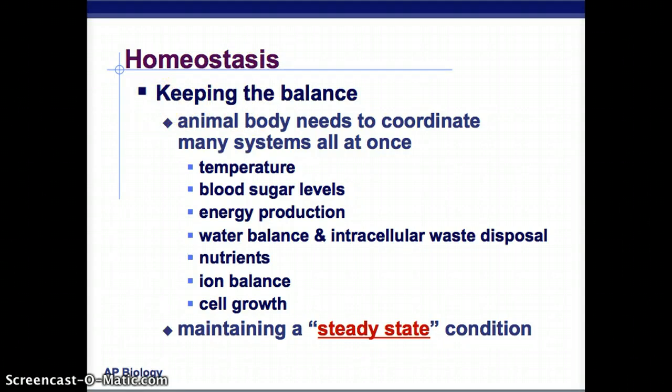So for animals, their body has to coordinate a lot of different systems all at once in order to maintain steady state, such as our temperature, thermoregulation, our blood sugar levels, our energy production, our water balance, and our intracellular waste disposal, the nutrients we have in our system, the balance of ions in our system, and cell growth. We're not going to talk about all of these, but we'll talk about a lot of them. But we have to maintain this steady state condition. If we don't, something goes out of whack in our system.